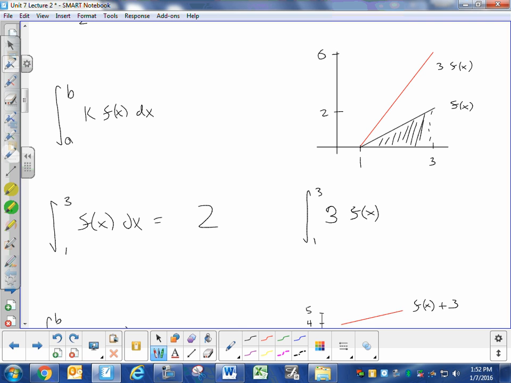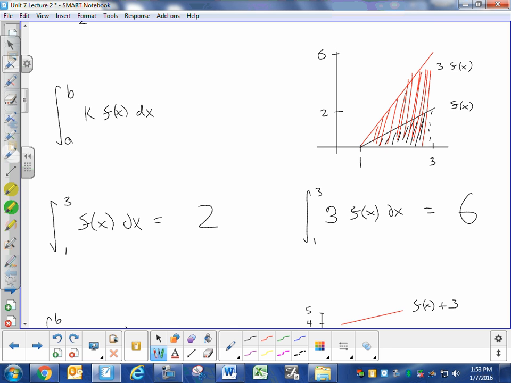So we took all the function values and multiplied them by 3. Instead of going from 0 to 2, we now go from 0 to 6. Well, this area here in red is also a triangle. It'd be 1/2 my base length, since I'm going from 1 to 3, which is 2, times my height, which is 6, and that would just be 6.